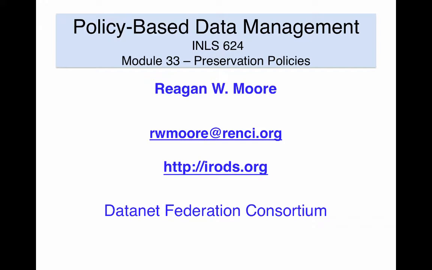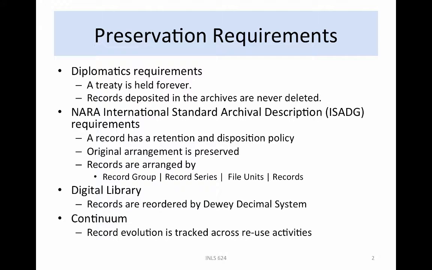Preservation policies have two main objectives: providing a context for future generations for understanding the data and managing the flow of technology through the archives. We use the word archive to represent the infrastructure that supports preservation and the word archives to represent the records stored in the archive. There are four classes of preservation systems that differ in how they define preservation requirements. These are diplomatics, the International Standard Archival Description ISADG, digital libraries, and the records continuum model.